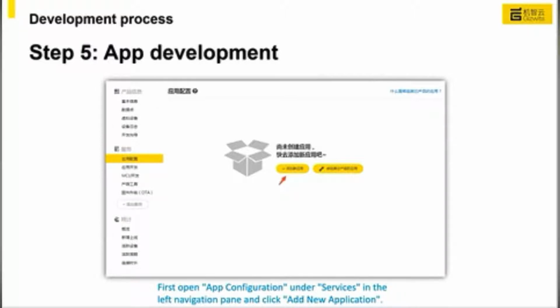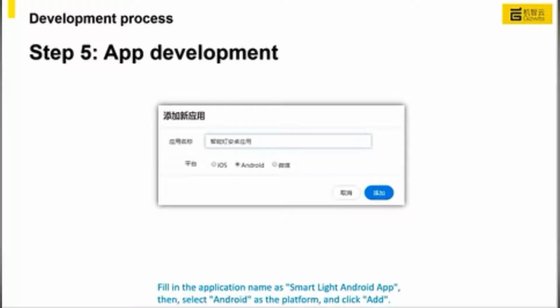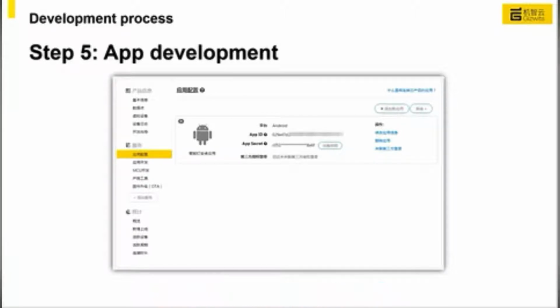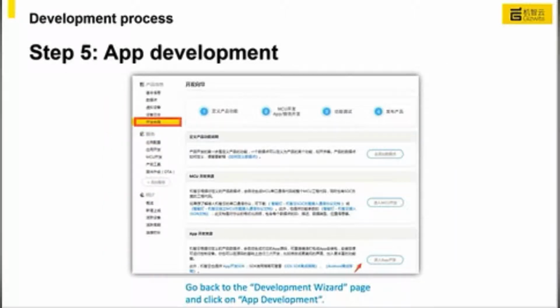First, open App Configuration under Services in the left navigation pane and click Add New Application. Fill in the application name as Smart Light Android App, then select Android as the platform and click Add. This is the result of the new application where App ID and App Secret are automatically generated. Go back to the Development Wizard page and click on App Development.